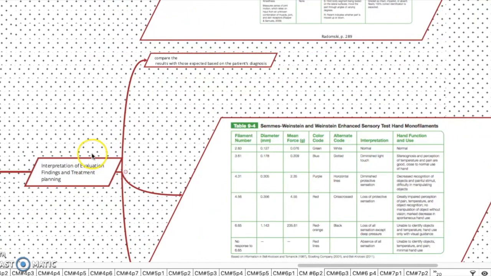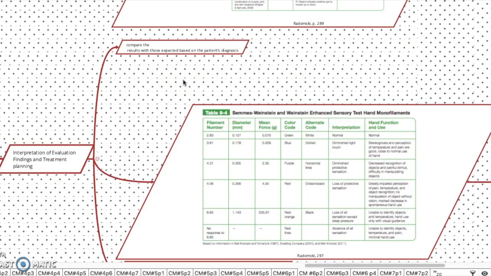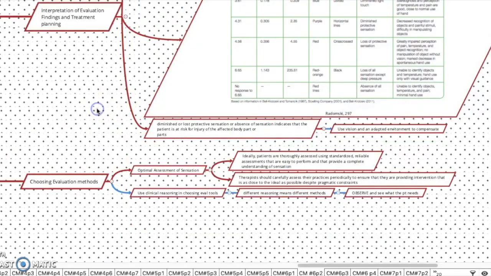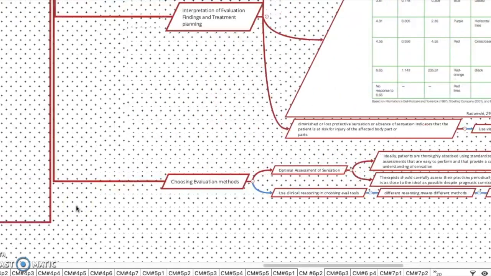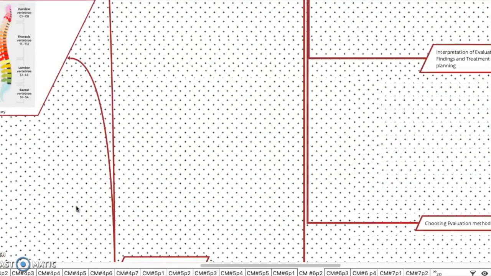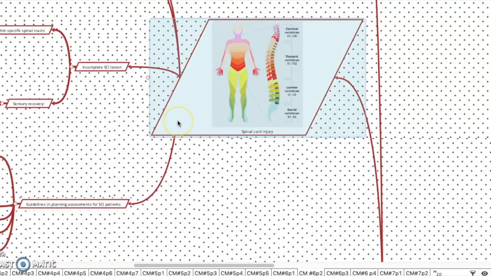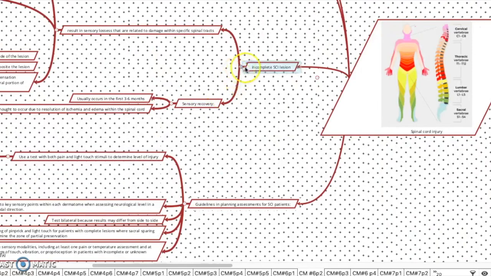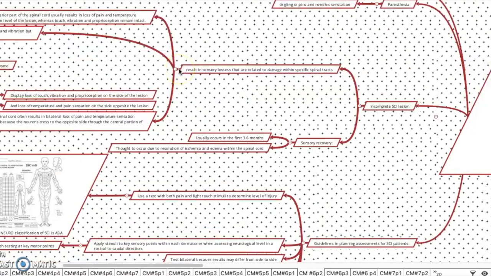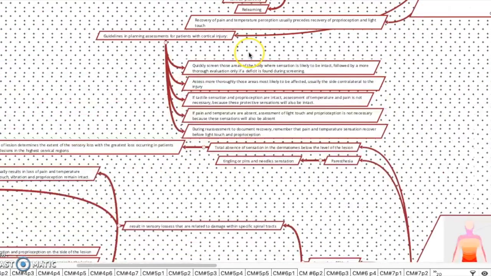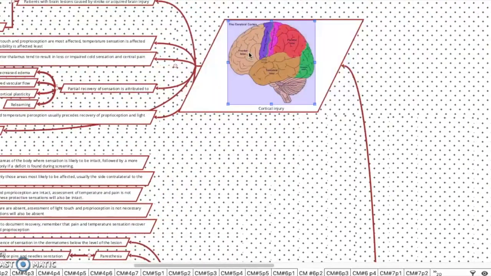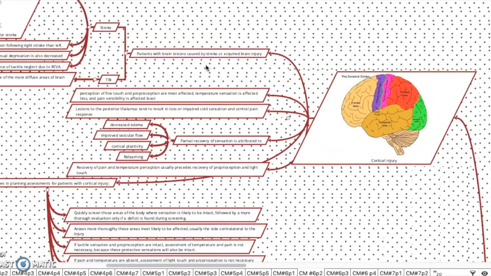When interpreting the evaluation findings, you compare the results with those expected based on the patient's diagnosis. And you can use clinical reasoning in choosing the evaluation tools. So you need to observe and see what the patient needs. These are the somatosensory deficit patterns as seen in this picture. And this is what you can expect with an incomplete SCI lesion or with a cortical injury.